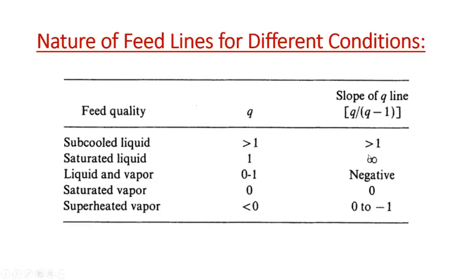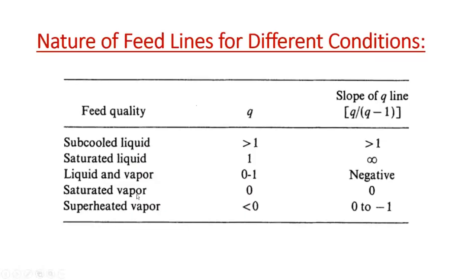Something divided by 0 is infinity, so the slope of this line will be infinity. That means it will be a vertical line. So the feed condition line will be vertical.